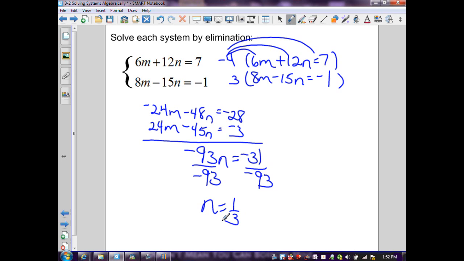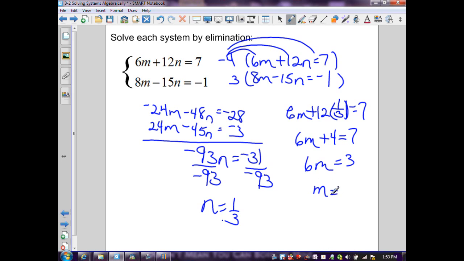Substitute that back into one of my original equations. I'm going to use the top one, 6m plus 12n, but n we know is 1/3, equals 7. That gives me 6m plus 4 equals 7. 6m, subtract 4 on both sides, gives me 3, and m is 1/2.